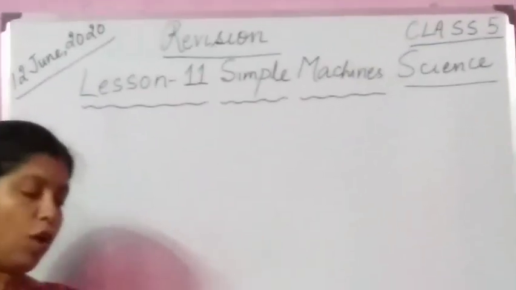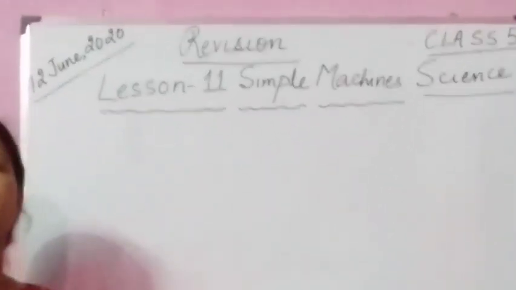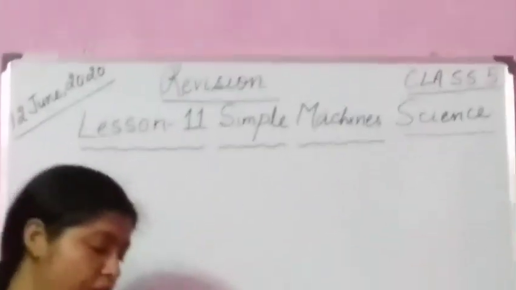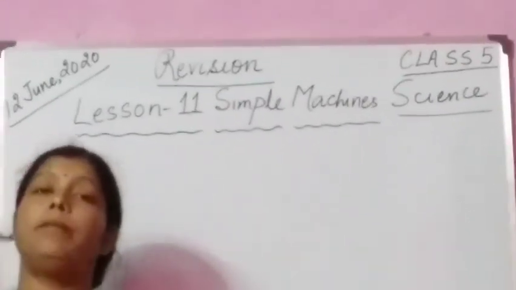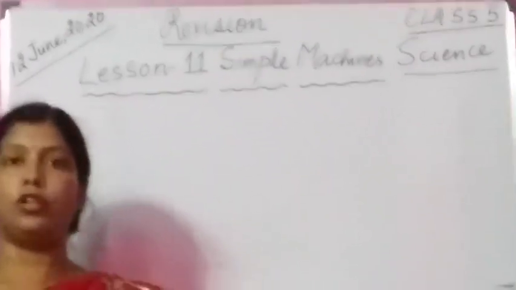Question number 3. Two or more simple machines work together to form a complex machine. Yes. This statement is true. Question number 4. Machines are only used in factories. This statement is false because machines are used not only in factories but in our homes also.